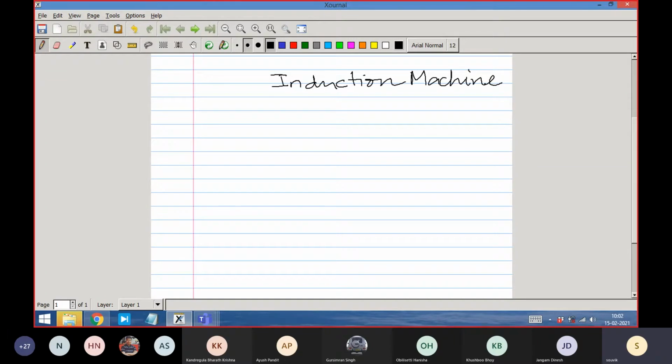We'll see that later. Why induction machine is very popular is that constructionally it is very simple. Very simple construction. Obviously, induction machine is an AC machine.